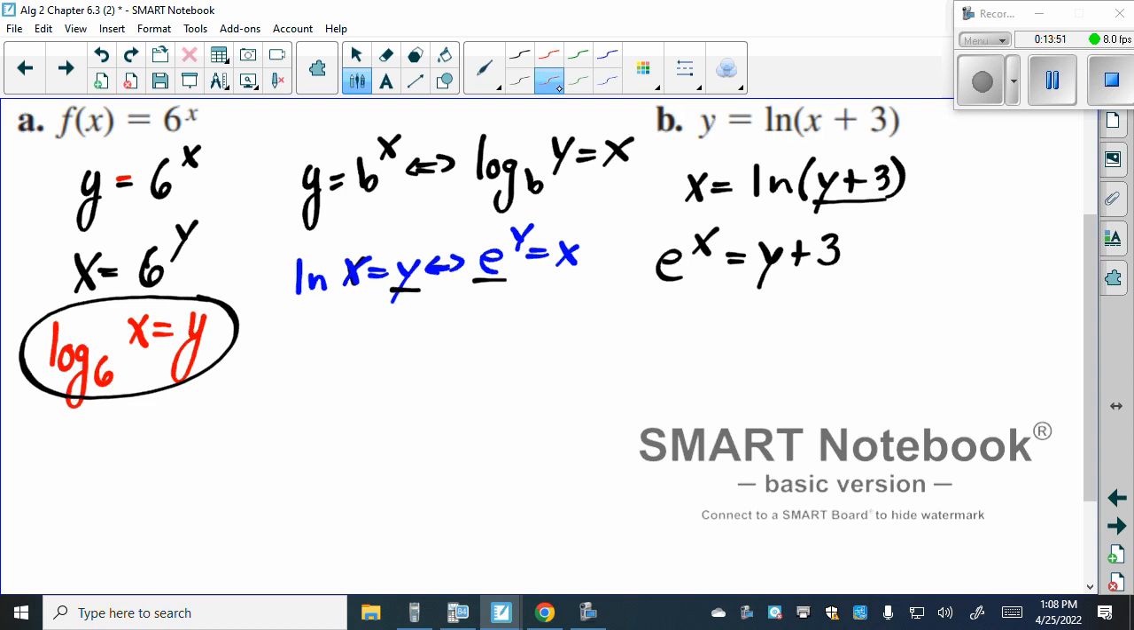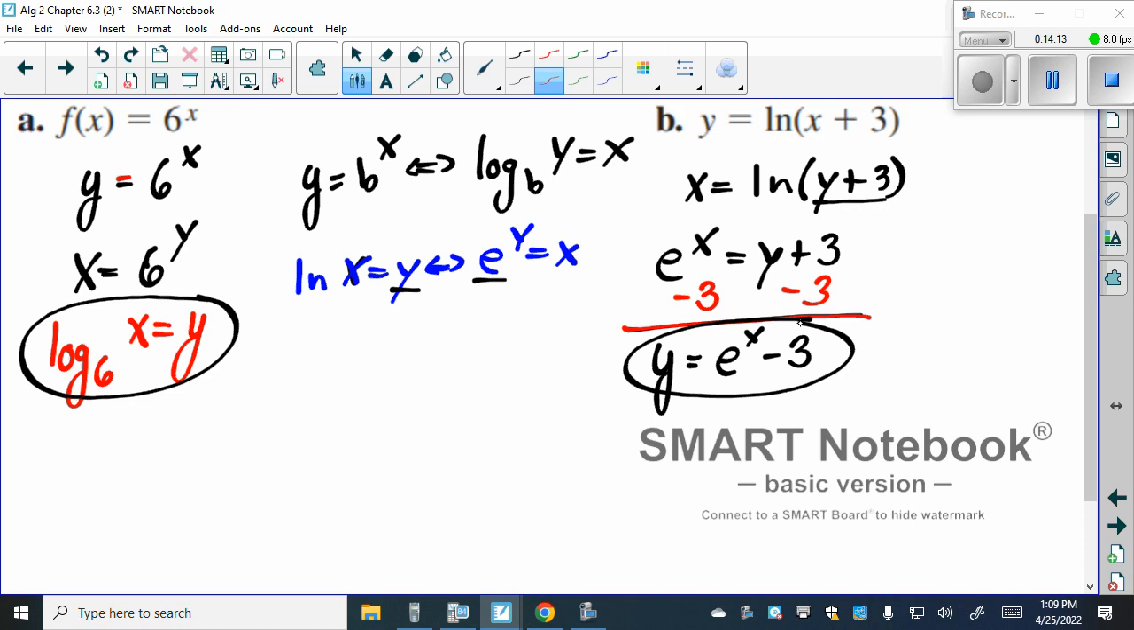Questions on how do we change from the logarithmic to exponential? Now, we do need to get y by itself. Is y officially by itself? Well, no. So the last thing we need to do is minus 3 from both sides, which tells us that y is equal to e to the x minus 3. And that's it. That's all we need to do to find the inverse function.